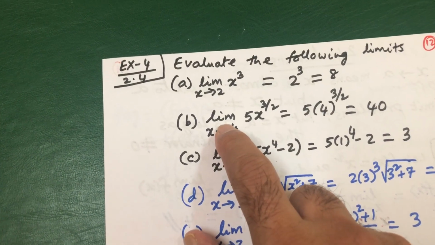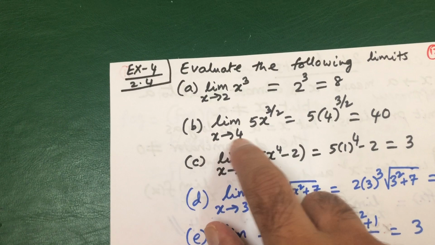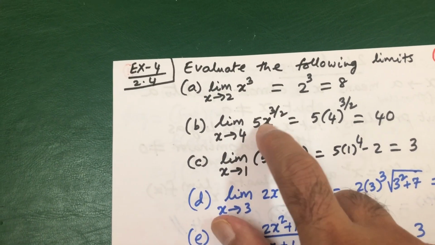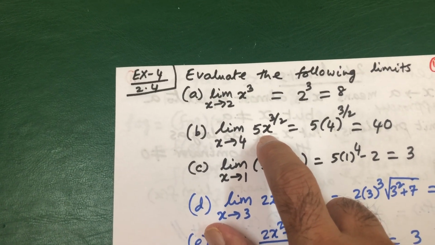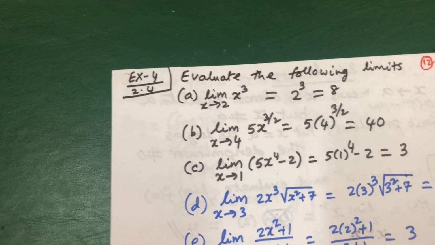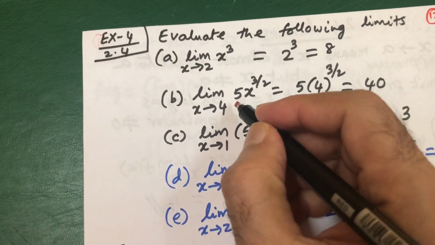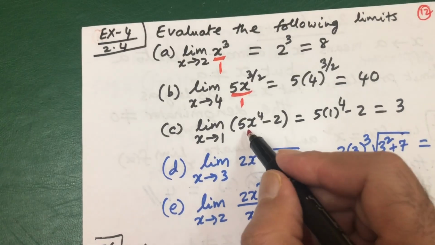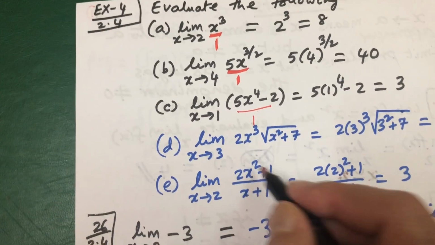Right? Again, limit of 5x to the power 3 by 2, x tends to 4. x is approaching 4. How to do this problem? Simply put x equal to 4 here as long as the denominator is not equal to 0. There is no denominator to become 0. The denominator is 1. How much is the denominator here? It is 1. Here also, how much is the denominator? It is 1.